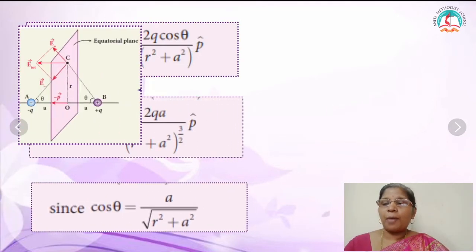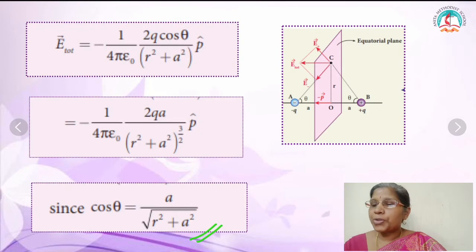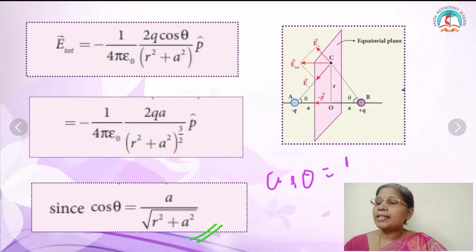So when you substitute in the formula, the total electric field is equal to 1 by 4 pi epsilon 0 into 2q sin theta divided by r square plus a square, in the direction of the unit vector. Now I want to substitute the value of cos theta here. How to calculate the value of cos theta? You see the diagram. Cos means adjacent divided by hypotenuse. Adjacent is OA or AO, divided by the hypotenuse, which is AC. What is AO or OA?